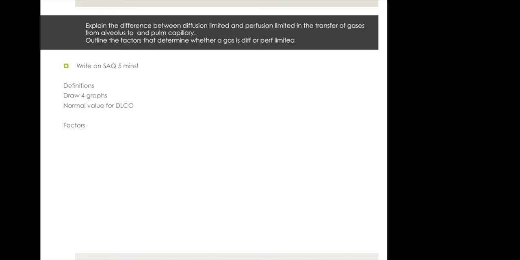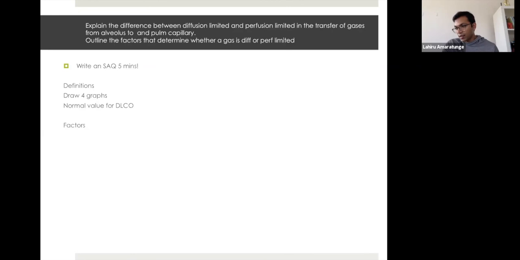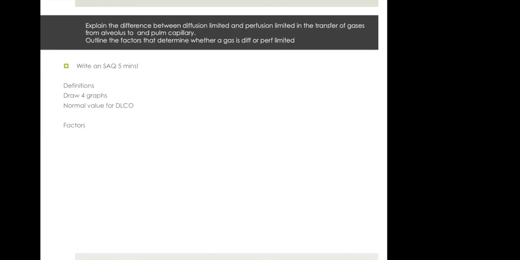And just to push you to an answer then, if anyone here in this session was to do exercise and decrease the transit time of the red blood cell from 0.75 to 0.25 seconds, would they become diffusion limited or would they stay perfusion limited? Diffusion limited? Now that sounded like a question. Are you sure? No, now that you're asking me that question, I'm not sure.